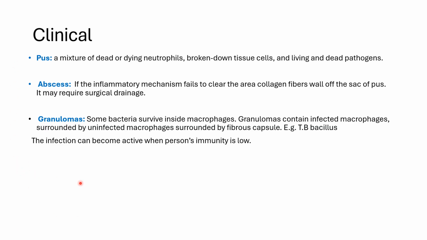Okay, now let's see this clinical scenario of inflammation. What is pus? Pus is a mixture of dead or dying neutrophils, broken down tissue cells, and living and dead pathogens. So, at the site of infection or inflammation, pus is formed, and this is what it contains: dying neutrophils, broken down tissue cells, and living and dead pathogens. And what is an abscess? If the inflammatory mechanism fails to clear the area, the collagen fibers surround that spot, and that pus is sealed off. So now it is known as an abscess.